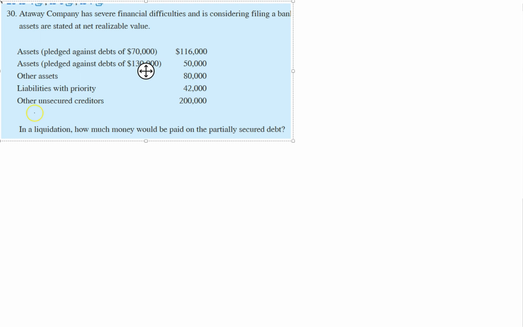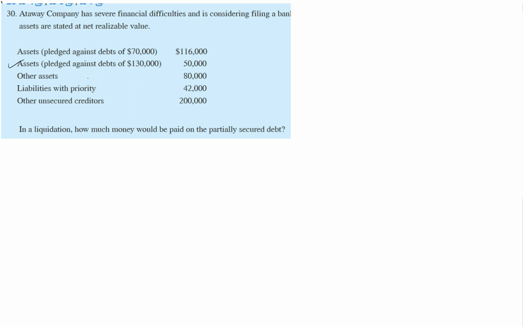Here you will see they have two types of assets. Those are used to secure some sort of debt. One group of assets is used for one debt portion, which is 70,000, and the whole amount of the asset is 116,000. That means the asset value is higher than the debt value, so this debt is fully secured. On the other hand, the other type of debt is also secured by another group of assets, but the amount of debt is 130,000 while the asset value is 50,000. So this is the partially secured debt, because of the 130,000 debt, only 50,000 is secured by this asset.